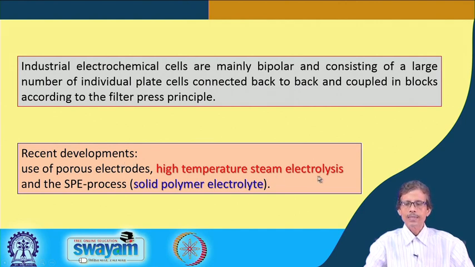Then high temperature steam electrolysis. This is another technique where temperatures beyond 80 to 85 degrees centigrade can be utilized, and the SPE process is the latest technique, where we can use a solid polymer electrolyte. So, these are the different techniques that can be utilized for the electrolysis of water for the production of good quality hydrogen.